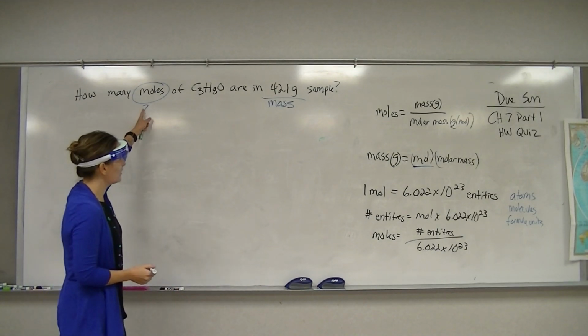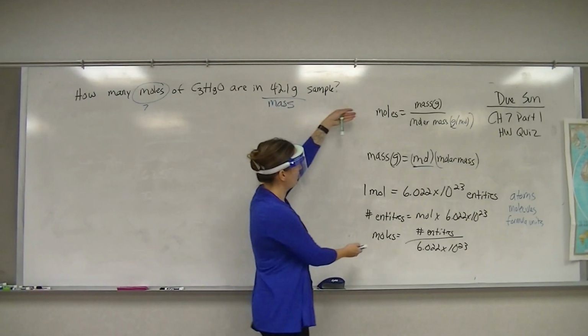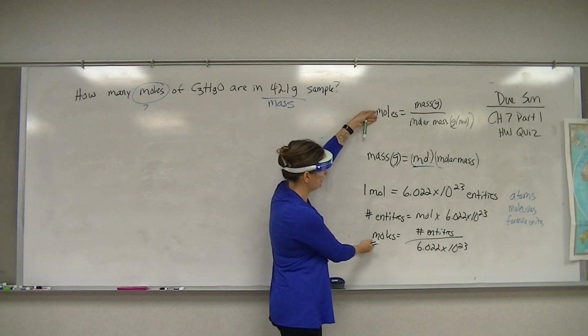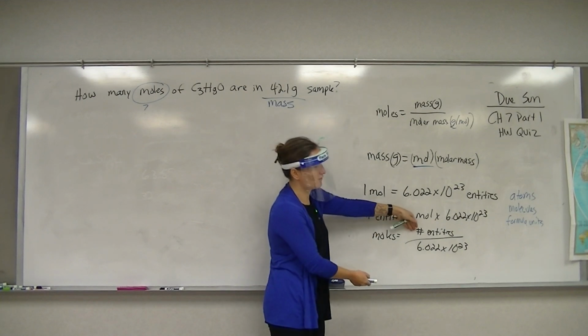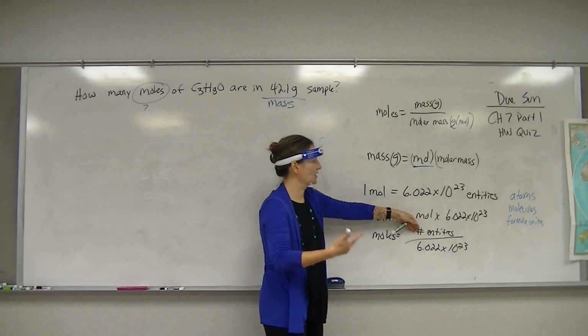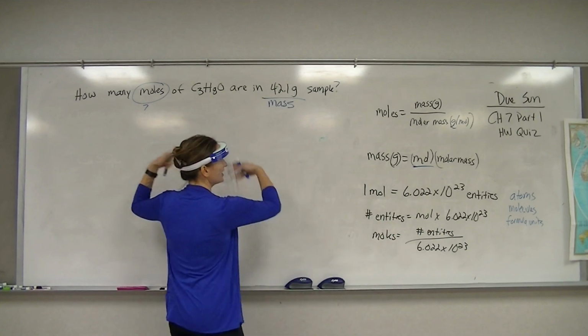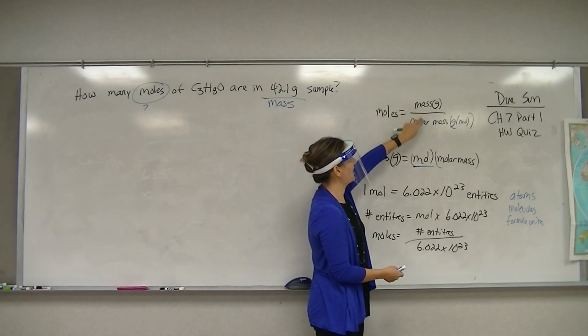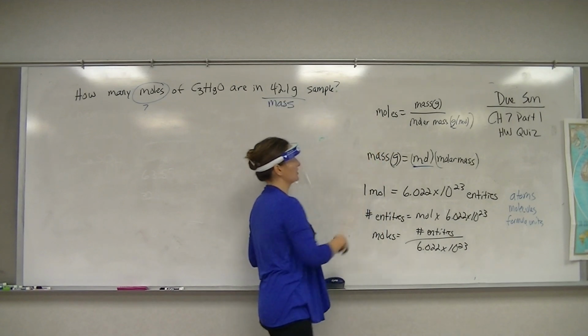Okay, so we're looking to solve for moles. They gave us a mass. We narrowed it down to these two equations. This equation down here is to solve for entities, atoms, molecules. No, they didn't give us atoms, they didn't give us molecules, but they did give us mass. So we're going to be using this top equation to solve.